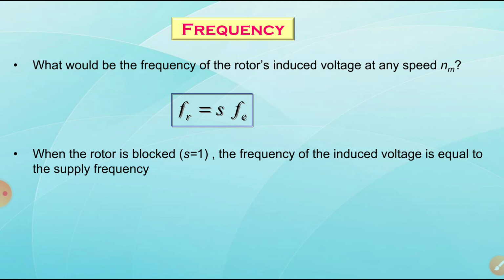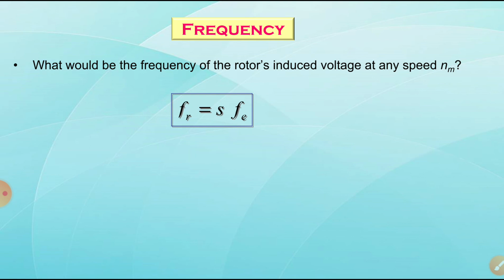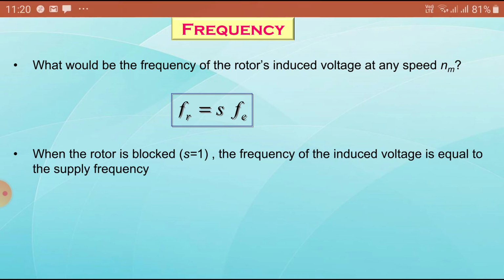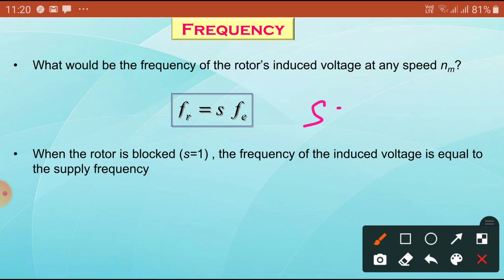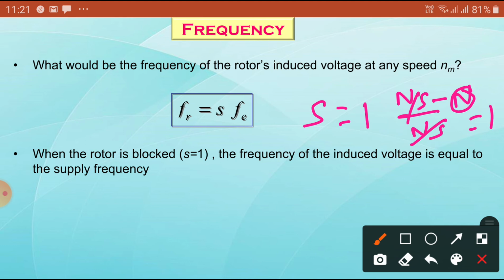When the rotor is blocked, that is standstill condition, S is equal to 1. Slip is Ns minus Nr by Ns, and with Nr equal to 0, Ns by Ns equals 1. So at standstill, the frequency of the induced voltage in the rotor is equal to the supply frequency.